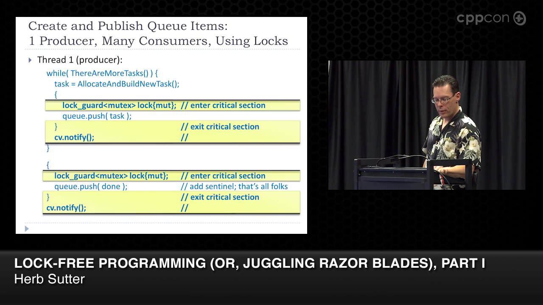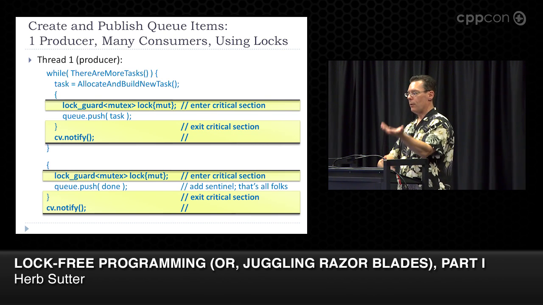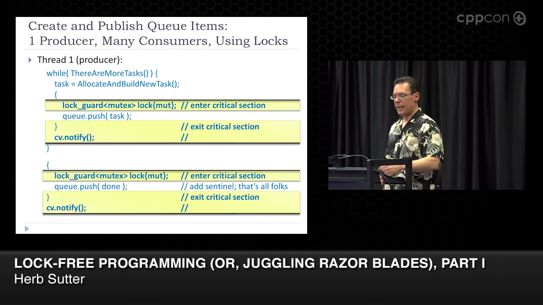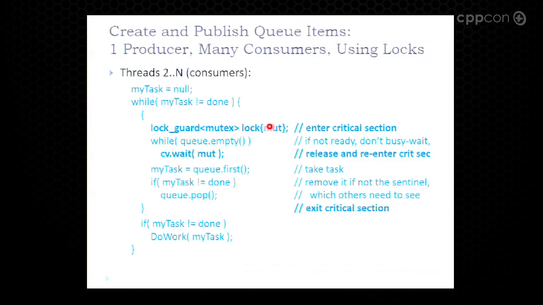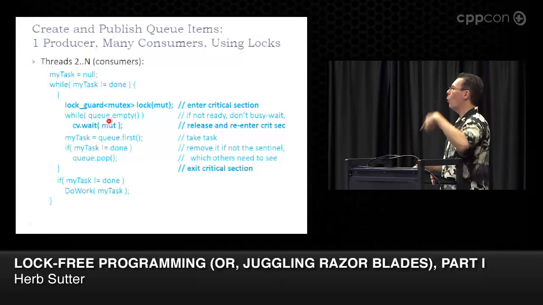Now let's talk about the consumers. There's many of these, they're going to pull stuff off the queue. So they're going to take a lock on the queue. While it's empty, cv.wait mutex. I'm not going to explain condition variables here, you can look them up, but the basic idea is you'll almost always see condition variable wait in a while loop.